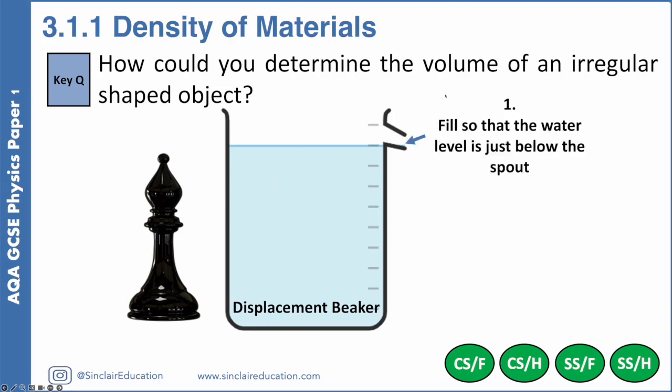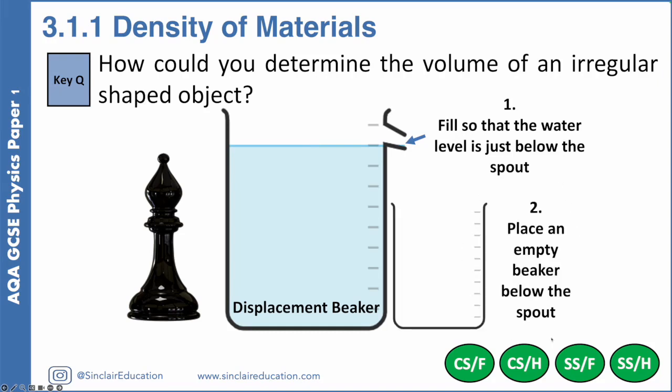So the main thing, as a bit of detail about the setup, is we'll fill this up so the water level is just below the spout. Typically, I'll have a little beaker underneath, I'll fill this up, it'll overflow slightly, and I'll then replace it with a new clean beaker with nothing in. But we fill this water level just below the spout.